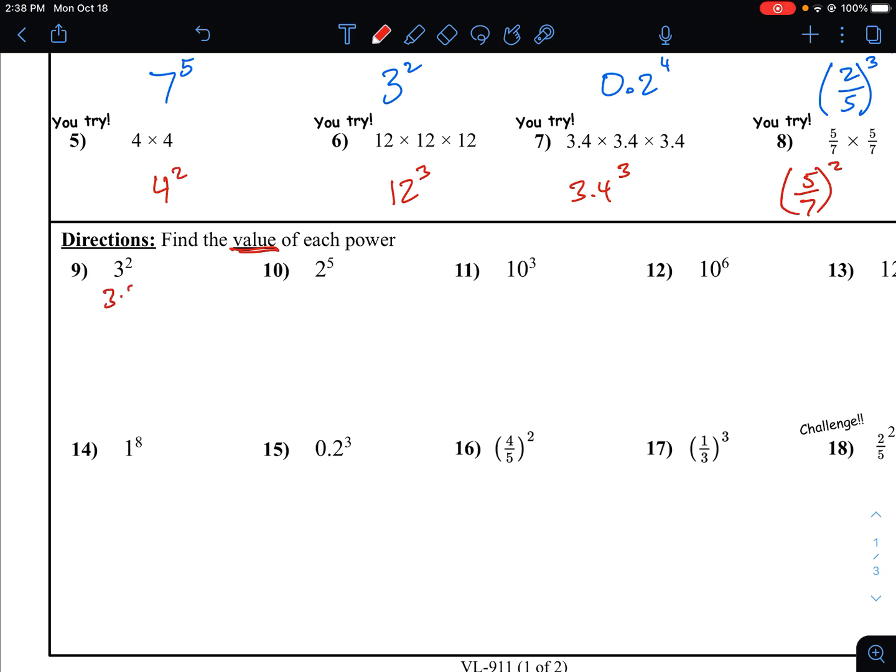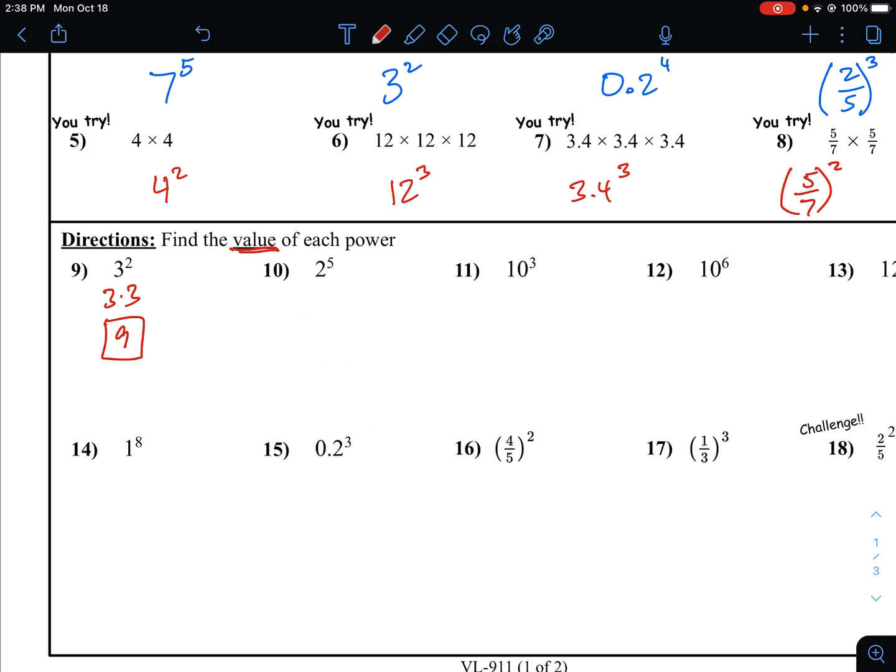This is just 3 times 3, which equals 9. 2 to the 5th is just 2 times 2 times 2 times 2 times 2. A couple different ways you can do this. You can do 2 times 4 and multiply that by 2, which equals 8. And this equals 16. And this equals 32. So you could just keep multiplying by 2 every time.